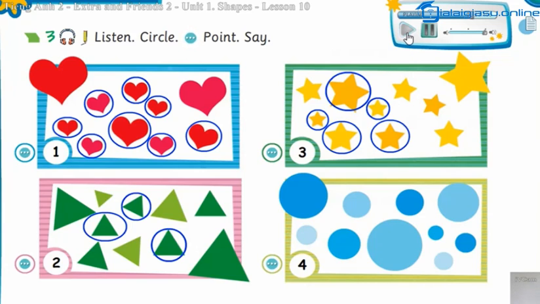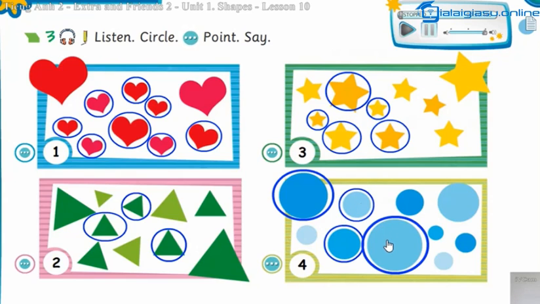Let's listen. How many blue circles? How many are there? There are 6 blue circles. So let's circle. Number 1, 2, 3, 4, 5, and 6. 6 blue circles. Well done, everyone.